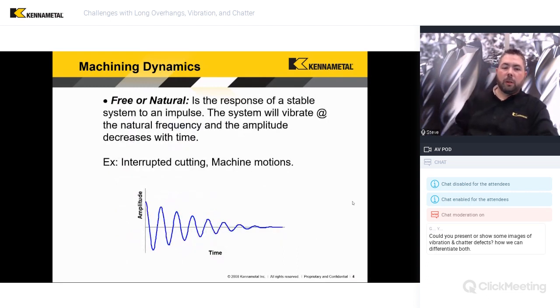So let's step through here real quick, and we'll talk again about how this plays into machining. So free or natural vibration, right? Again, this is where we had an impulse, okay, we removed it, and the system is now vibrating as a result of that, but will decrease with time. So examples here, interrupted cutting and also machine motions. So you're doing a rapid motion, for instance, in your machining center or your turning center.